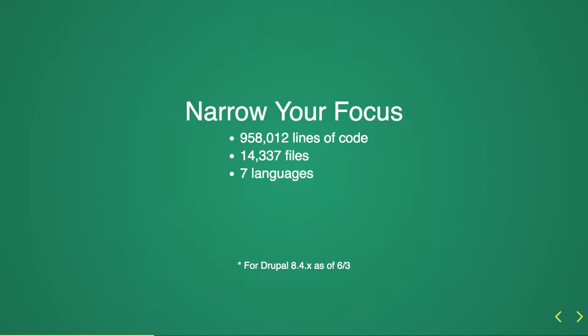Where do you go? As of yesterday, there are almost 1 million lines of code in Drupal 8.4. There's almost 15,000 files, 7 different languages. Where is this bug? Check the module, DPM everything. Lots of stuff to check.